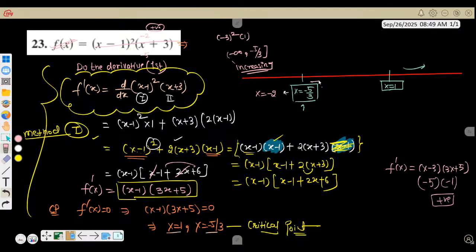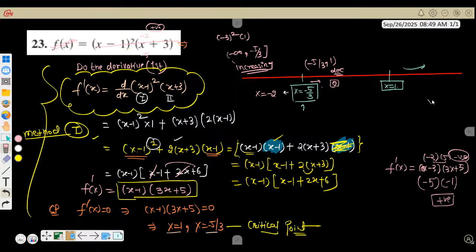And after this, you can choose any value. Suppose x is 0. If we put x as 0, then this is 0, so -3, and then 5. So we have a negative answer. If the answer is negative, it means decreasing. From -3 to, sorry, not negative infinity, till 1, the function is decreasing. Okay.